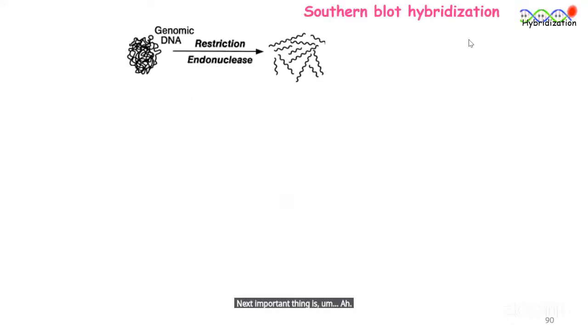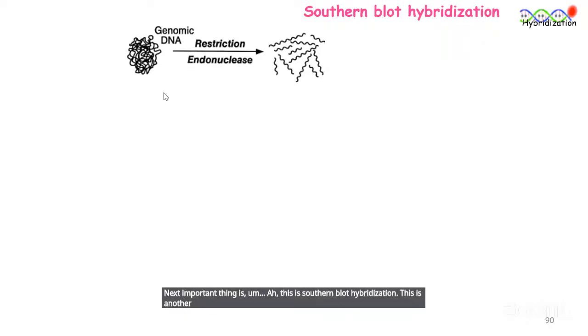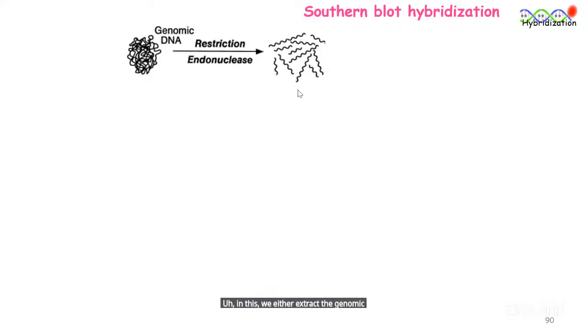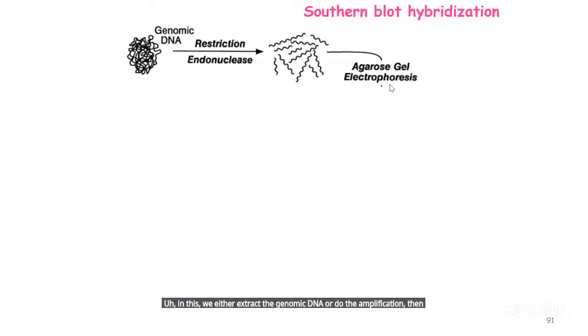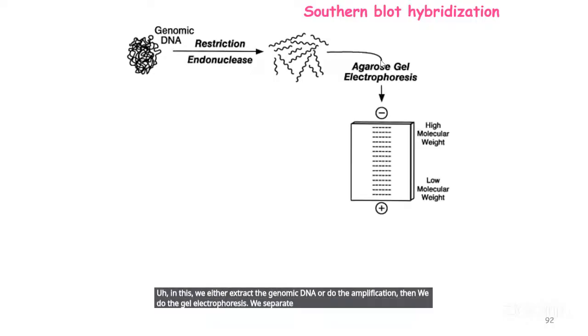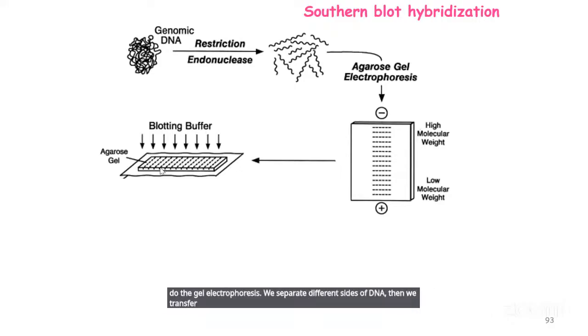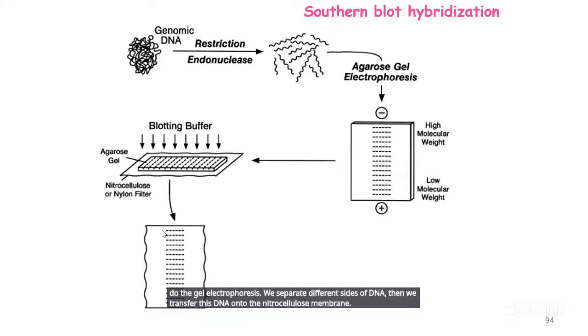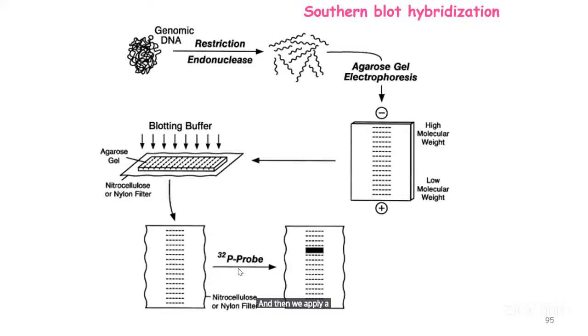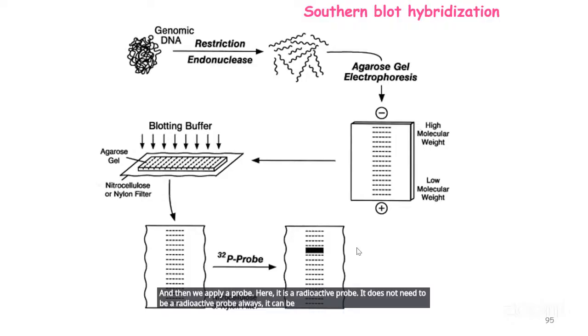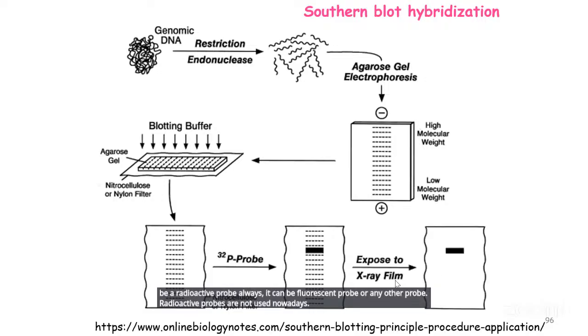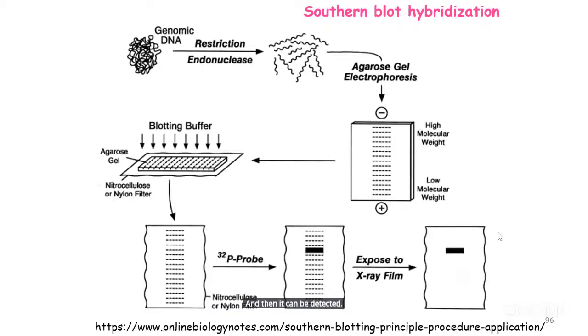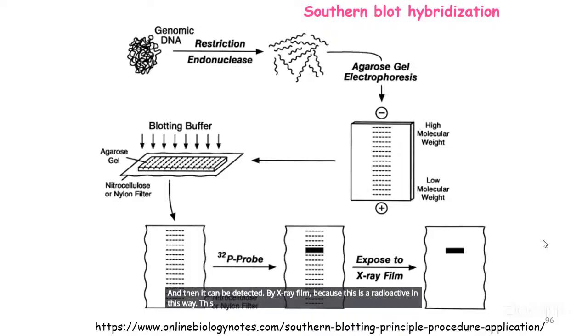Next important thing is Southern blot hybridization. This is another classical hybridization technique. In this, we either extract the genomic DNA or do the amplification. Then we do gel electrophoresis. We separate different sizes of DNA. Then we transfer this DNA onto the nitrocellulose membrane, and then we apply a probe. Here it is a radioactive probe, but it does not always need to be radioactive. It can be a fluorescent probe or any other probe. Radioactive probes are not used nowadays. And then it can be detected by X-ray film because it is radioactive in this case. This is called Southern blot hybridization.